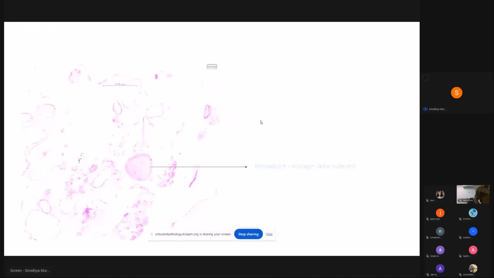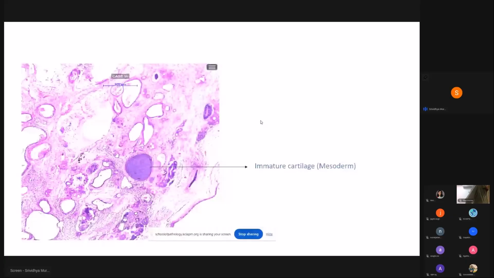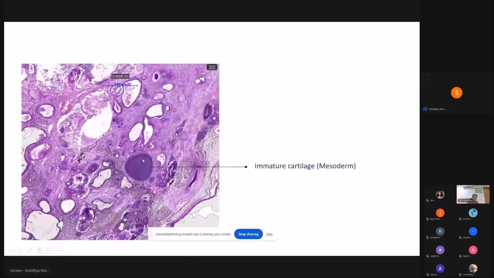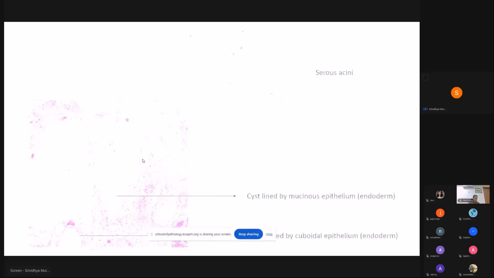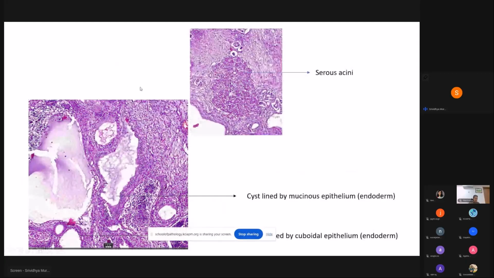We can also see islands of immature cartilage present throughout, which is of mesodermal origin. And we can also see serous acini and variable sized cysts lined by mucinous epithelium, and some of them are lined by cuboidal and columnar epithelium.